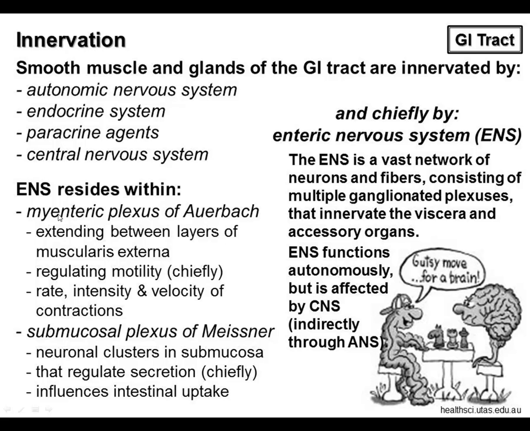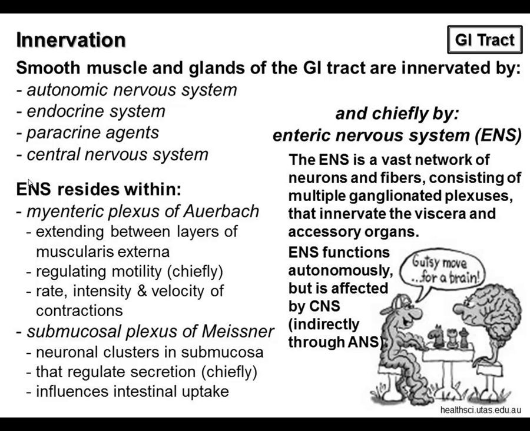Now, the enteric nervous system is very, very important, and we have 2 plexus. One of them is between the 2 layers of the smooth muscle fibers. We call that myenteric plexus of Auerbach. So how do I remember it? First of all, it's myenteric, so it has an M. It controls the motility, so it also has an M, and it's between the 2 layers of the muscle fibers.